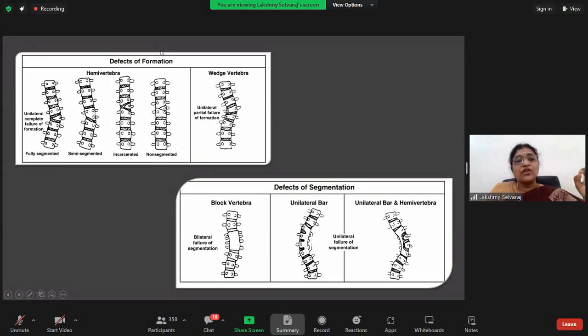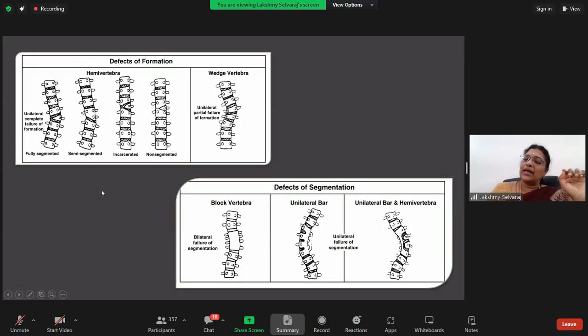So these are defects of formation, a hemivertebra and a wedge vertebra. Whereas in defects of segmentation, when the vertebral bodies fail to disintegrate and are fused to each other, then we call them a block vertebra. And if the portion of the vertebra is fused together on one side only, then you have what is called a bar formation. You can have both together, both abnormalities of segmentation and formation, which is a unilateral bar and a hemivertebra.